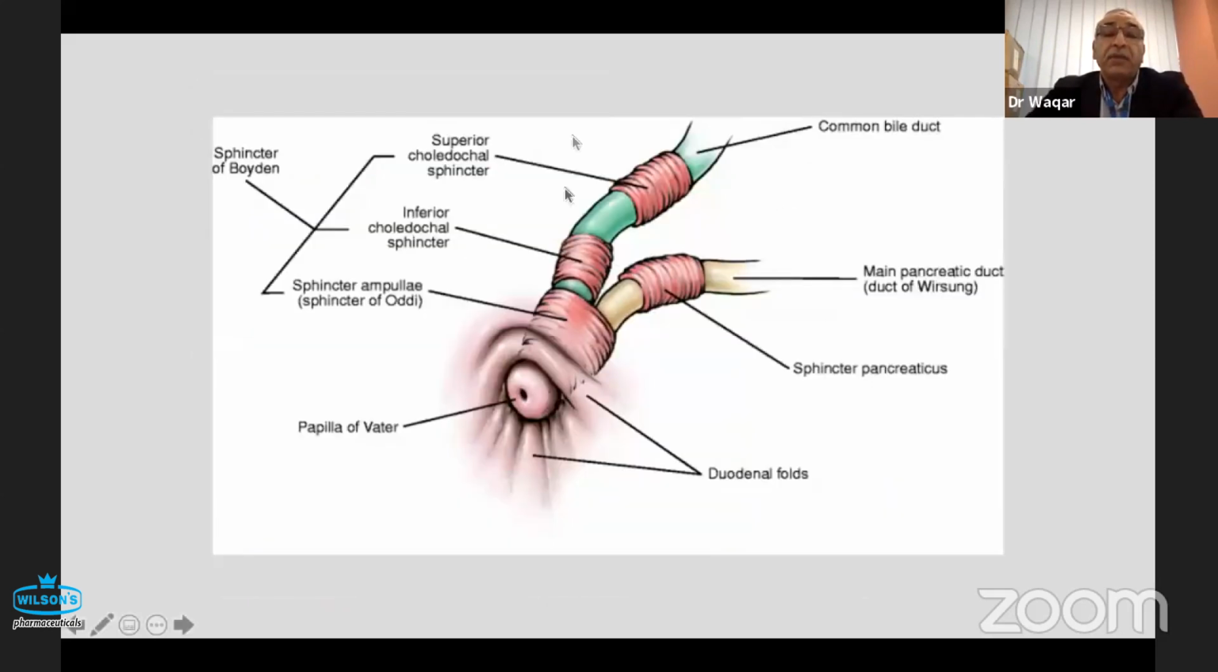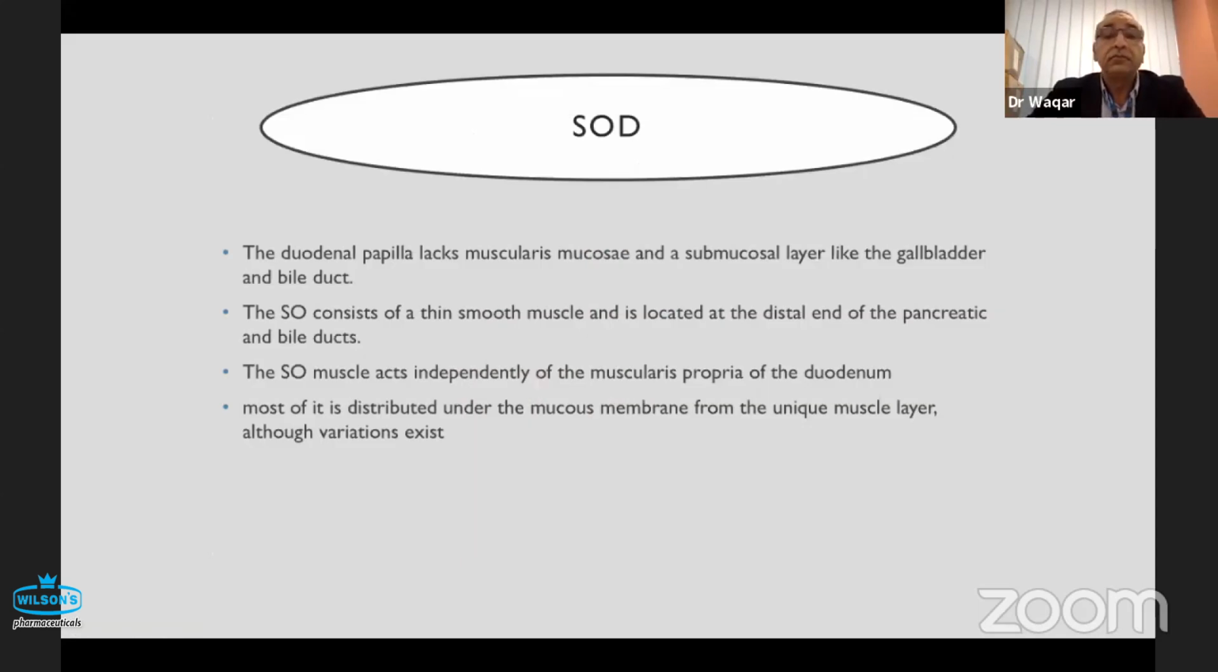A more diagrammatic representation, just to enhance the concept of this independent sphincter in the common bile duct and in the pancreatic duct, and the common sphincter around the ampulla. The duodenal papilla lacks the muscularis mucosae and submucosal layer, just like the gallbladder, but the sphincter of Oddi consists of thin smooth muscle. And as I mentioned, it is at the distal end of the pancreatic and bile ducts.